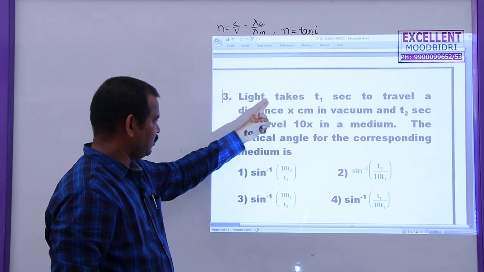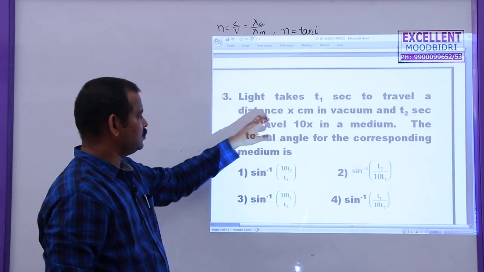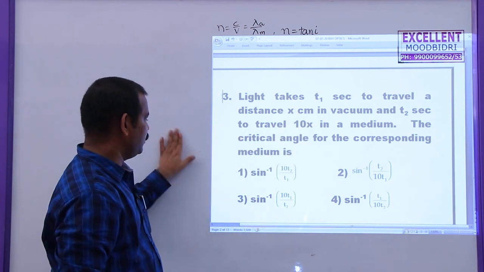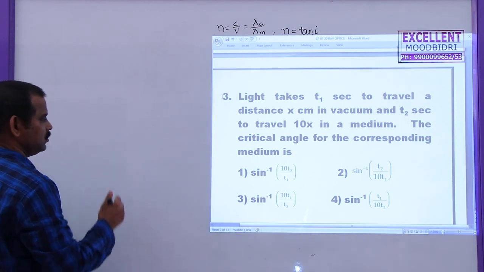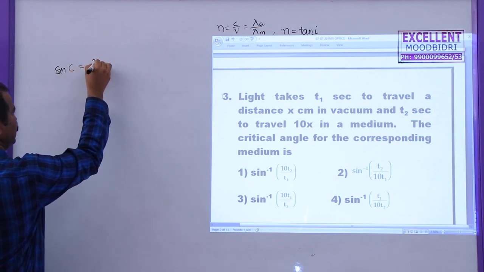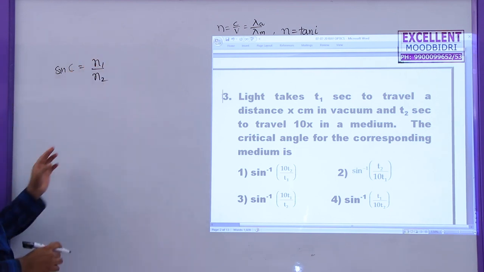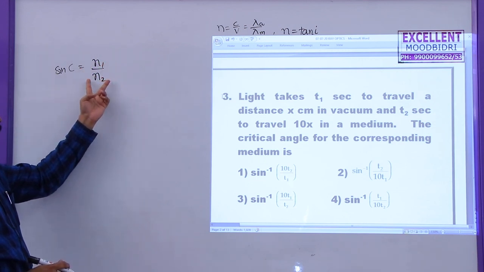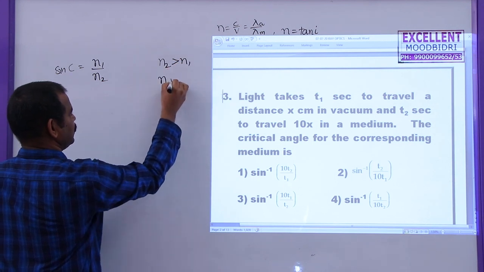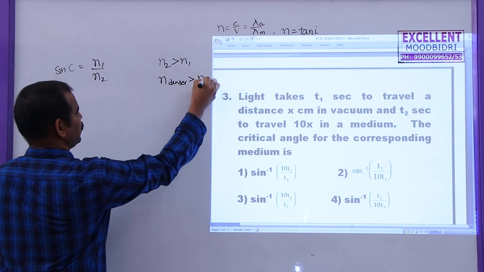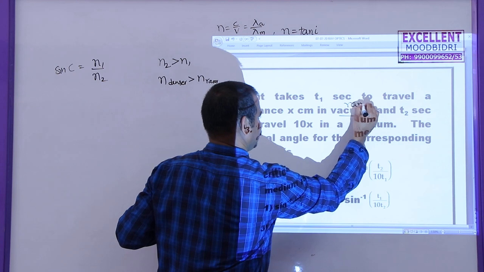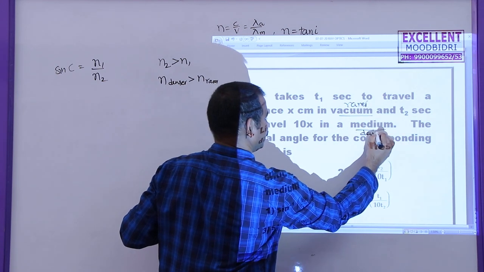Third one: light takes T1 seconds to travel a distance of x centimeters in vacuum and T2 seconds to travel 10x in a medium. The critical angle for the corresponding medium C is? The critical angle is given by sin C is equal to N1 by N2, the ratio between the refractive index of the rarer medium by the denser medium. Always here N2 is greater than N1. N2 is the denser medium, which is greater than the rarer medium. In this problem, vacuum is the rarer medium and this given medium is the denser medium.